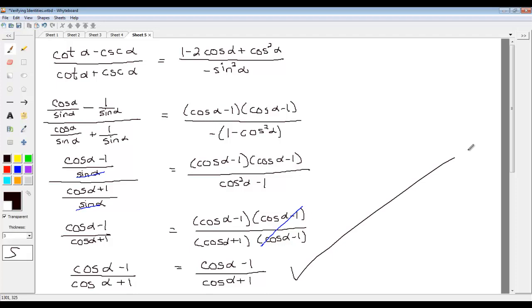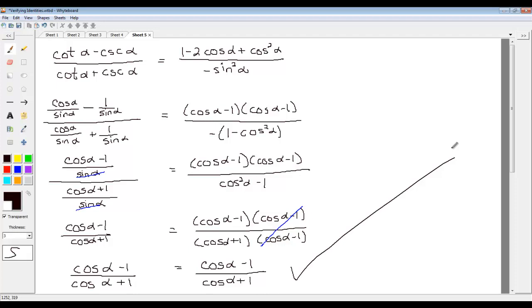So that's another way that can be done. You can either work with one side and get it to match the other, or you can work with both sides independently and get them to match a third statement. Okay, so that's a little bit about the process here.